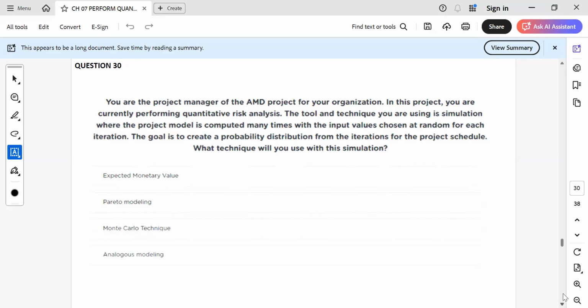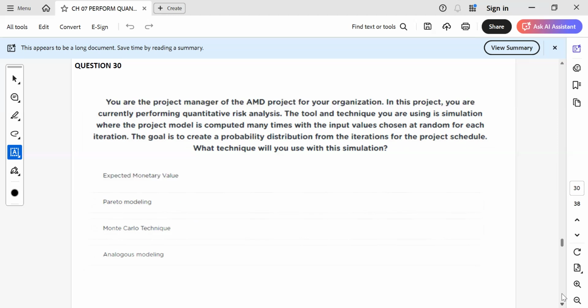If I go with Pareto, I don't know whether Pareto modeling is the correct term. I think Pareto chart is the correct term, which is the 80-20 rule. And if I go to the EMV also, it gives the net, positive and negative, net probability impact. But very clearly, the keywords are saying the model is computed many times. So Monte Carlo is an iteration that we do, a simulation model that we run numerous times using the inputs to see what the output can be, right? Correct.